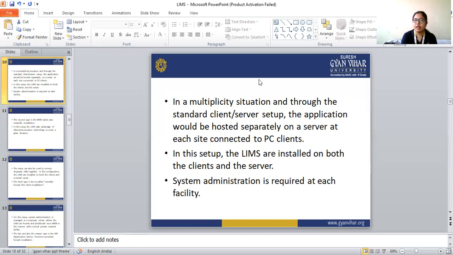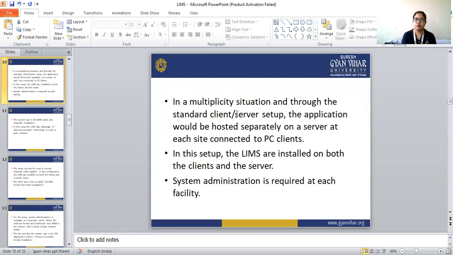Okay, so in a multiplicity situation, if we are using the LIMS from multiple PCs through the standard client server setup, so that all multiple PCs are connected with the client server setup, the application would be hosted separately on a server.